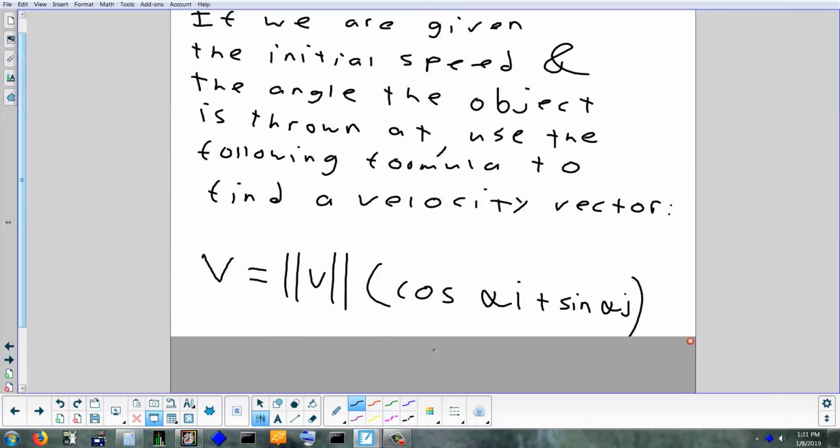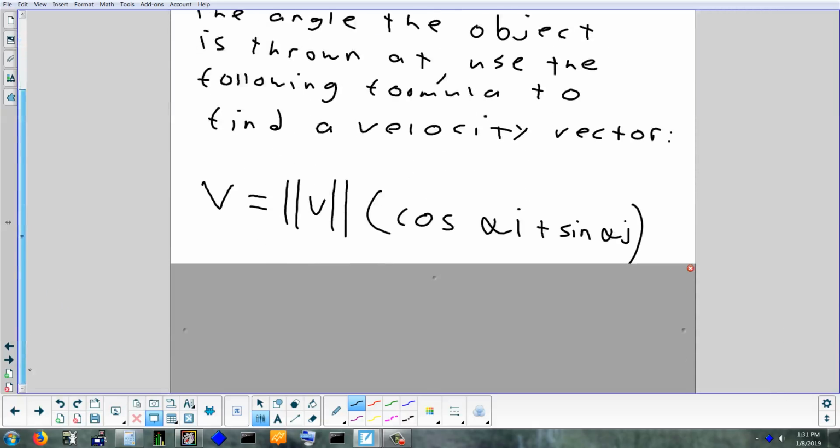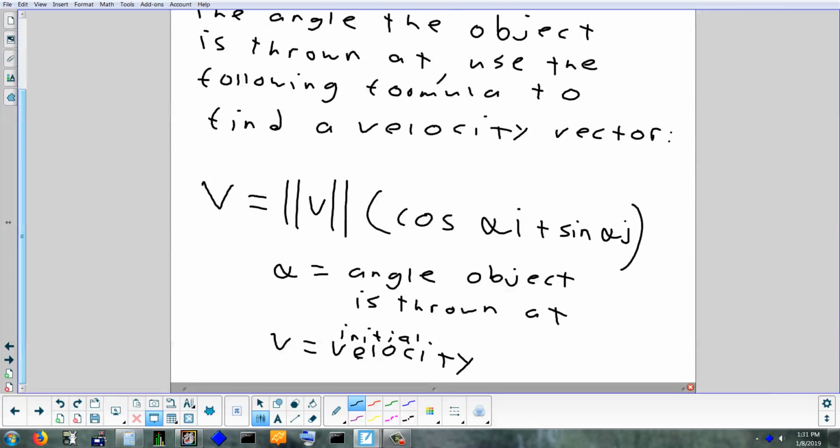Okay, so you don't need to write that. It's the same thing. We just wrote it. Any questions on the formula? So now that we know the formula, it's very easy to use. You just plug two numbers into it, and that's it. The calculator does the rest. Alpha is your angle. Magnitude is how hard you throw it. So if you want to write that, you can, but that's what they are.